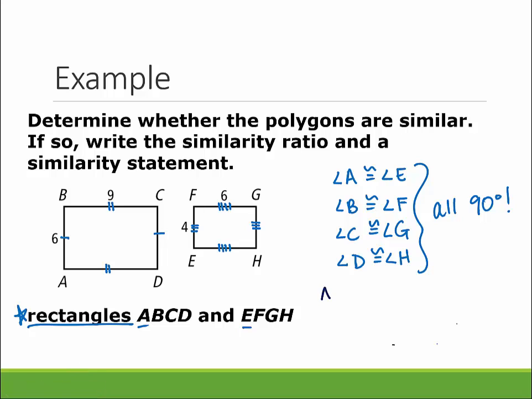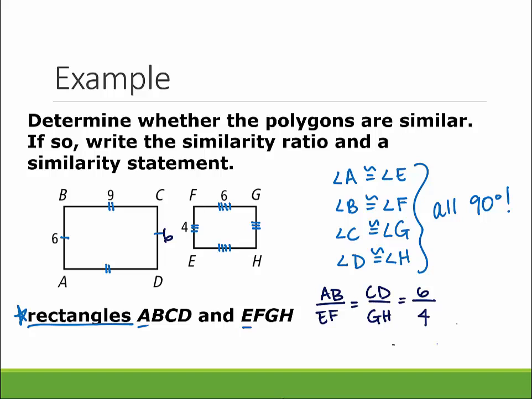That means AB over EF should give me the same thing as CD over GH. So AB and CD both have to be 6, and EF and GH have to be 4.